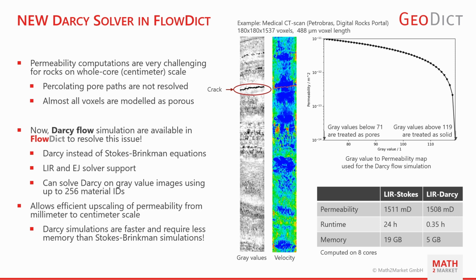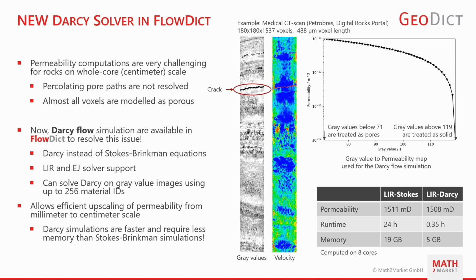With our Stokes-Brinkmann solvers, it would be possible to consider a permeability value for each segmented gray value region, but unfortunately the runtime of such a simulation is relatively long. The new Darcy solver can deal much better with such simulations. Here the Darcy instead of the Stokes-Brinkmann equations are solved, whereas the viscous term is neglected.